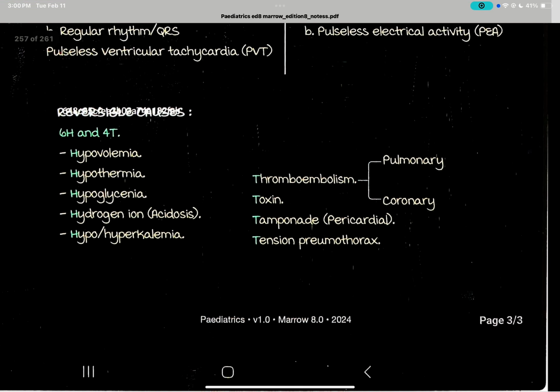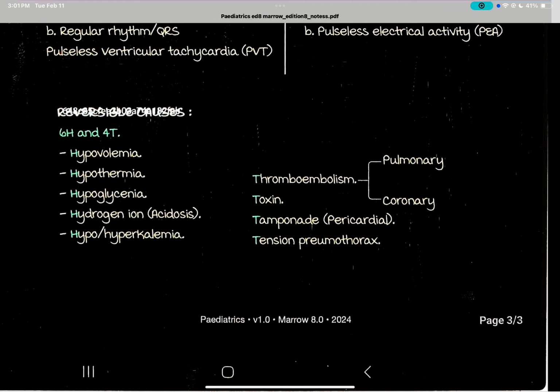Reversible causes of cardiac arrest: 6H and 4Ts. What are the 6H? Hypovolemia, hypothermia, hypoglycemia, hydrogen ion acidosis, hypo or hyperkalemia. The 4Ts are thromboembolism, pulmonary or coronary; toxins; tamponade, pericardial; and tension pneumothorax.